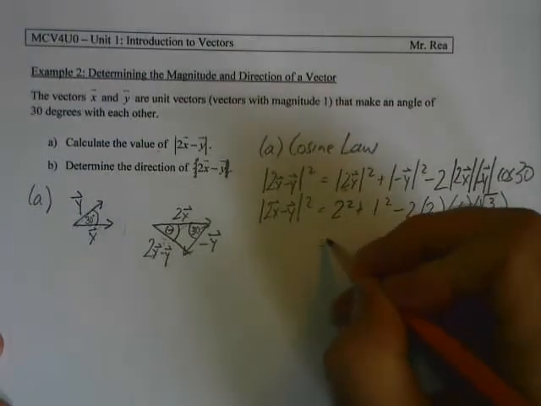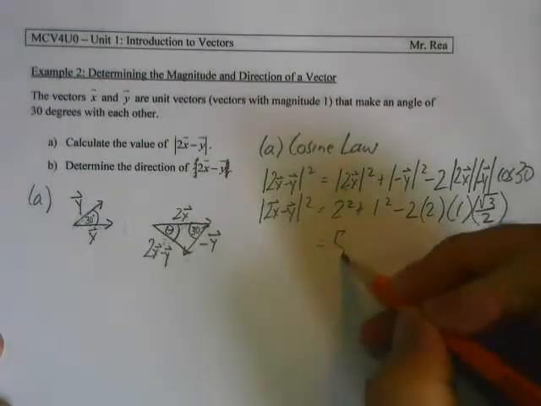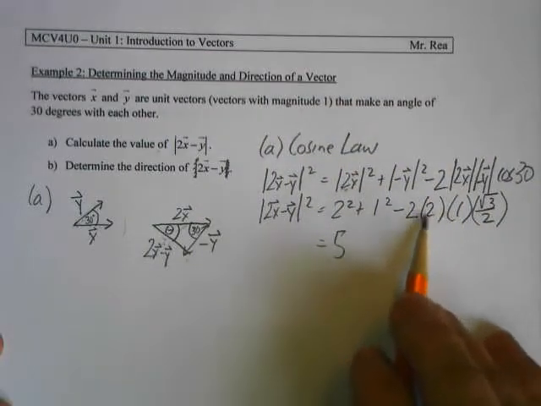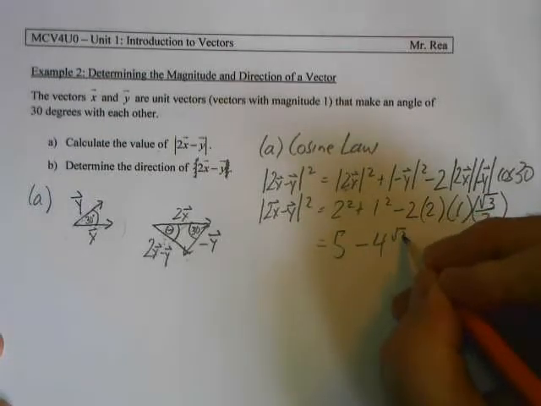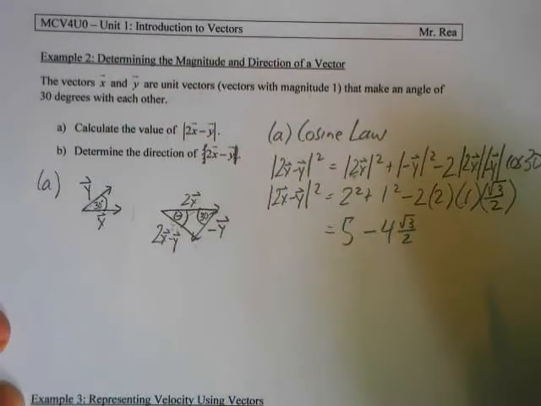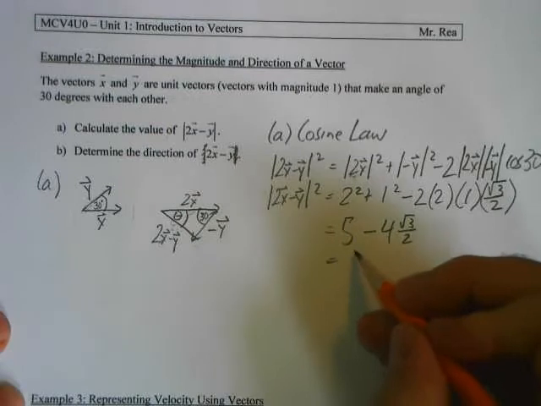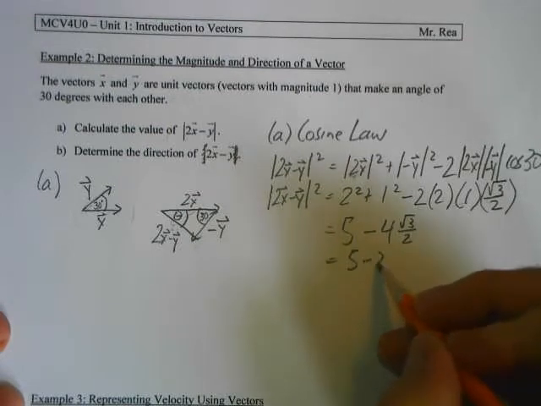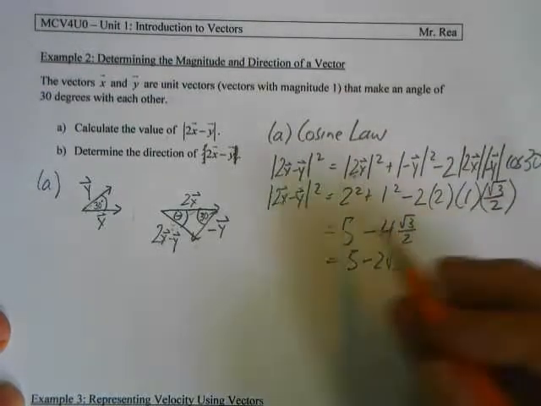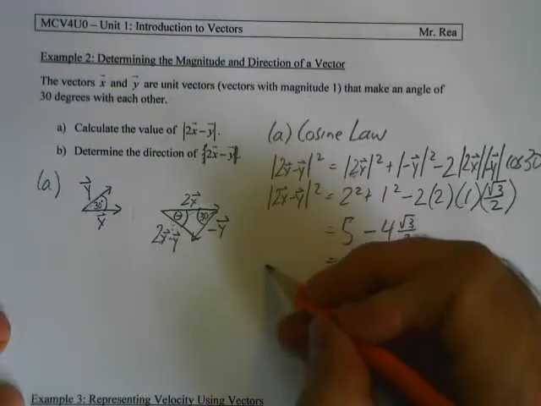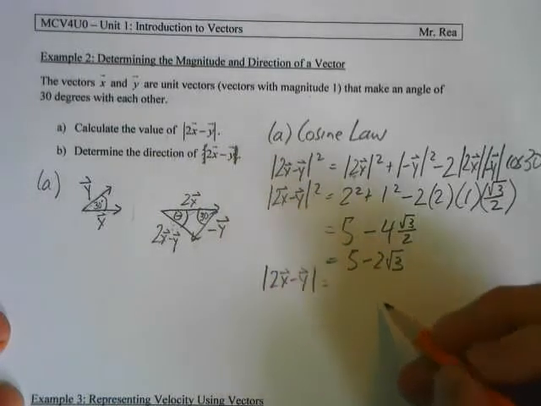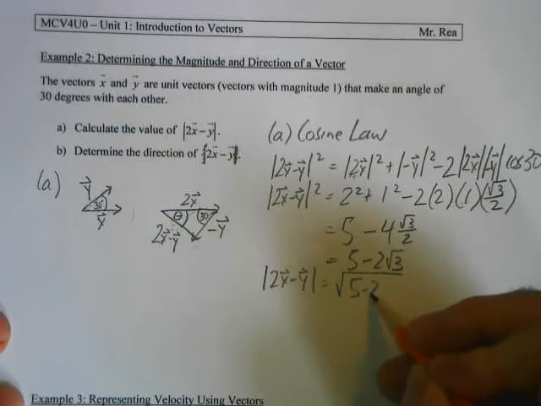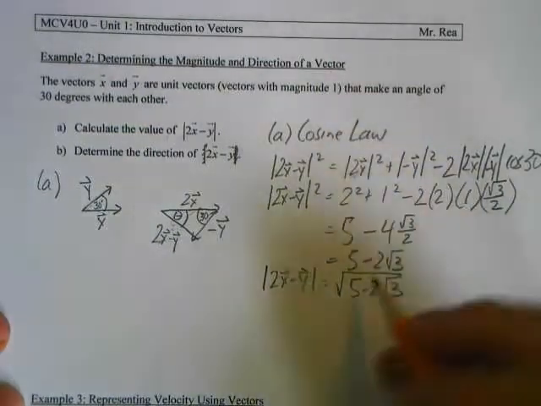Okay, and I can simplify this down. That's 4 plus 1. And then I've got negative 4 root 3 over 2. So that simplifies to 5 minus 2 root 3. And don't forget I've got that squared over here. So if I just want the magnitude, 2x minus y is equal to the square root of 5 minus 2 root 3. So that would be the exact value.